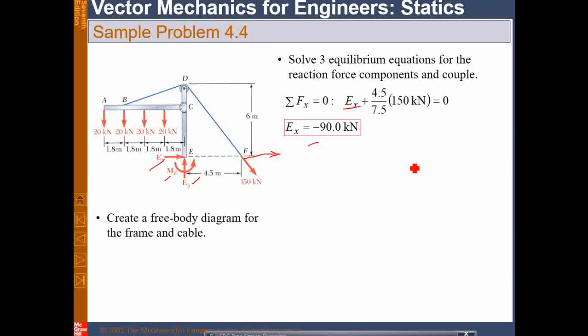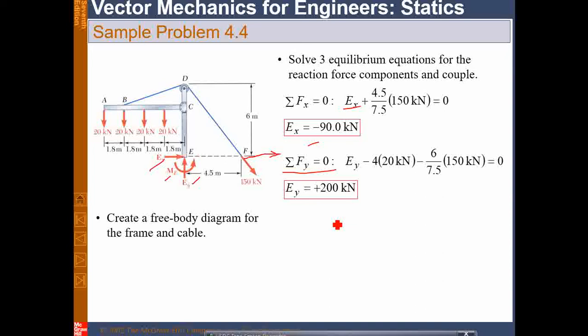So Ex came. Now for the other, Y, we will find out the force balance of Y. This is the vertical component, Ey, and all these are along this, so they will be added. 1, 2, 3, 4, 20 times 4, they will be added negative because they are in the downward direction. Ey comes out to be like this.